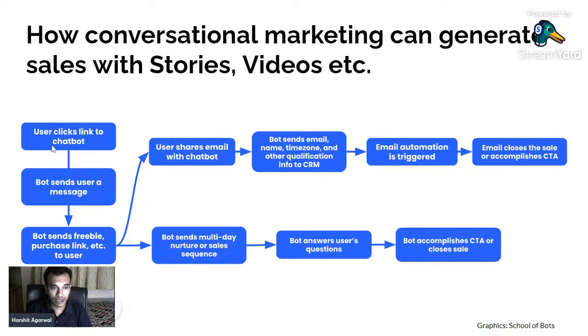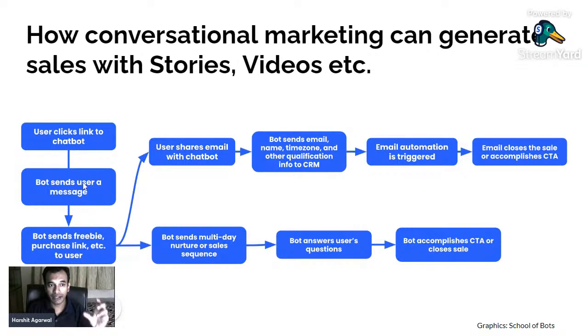So let's look at this. The user clicks the link to the chatbot, the bot sends the user a message, and the bot sends a freebie and purchase link. The freebie could be useful information. It could be an analysis of stocks, just like I mentioned earlier. It could be the latest economic developments. Then the bot sends a multi-day nurture or sales sequence, the bot answers user questions, and the bot accomplishes the CTA or closes the sale. Again, this can happen over a few days or a few weeks.